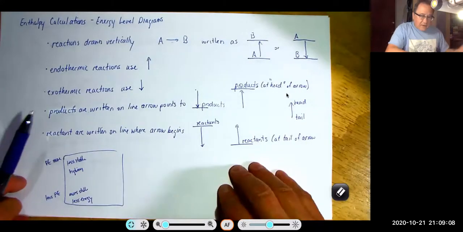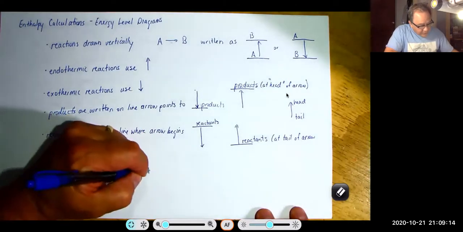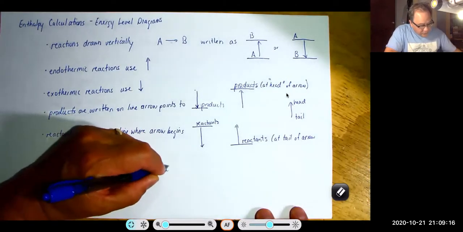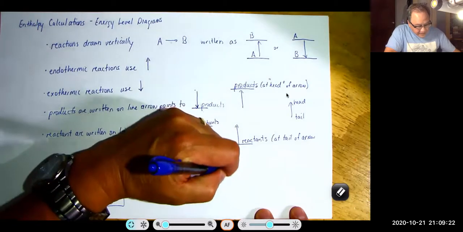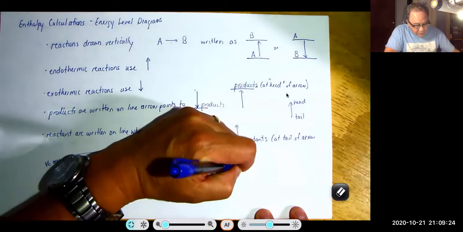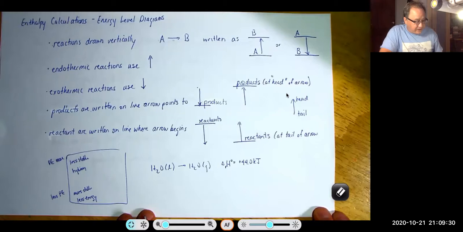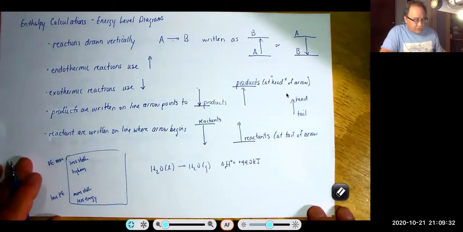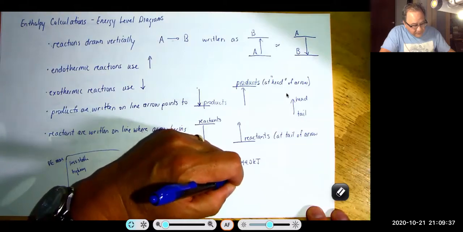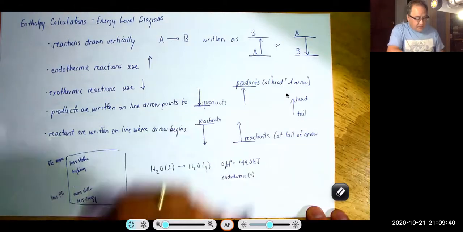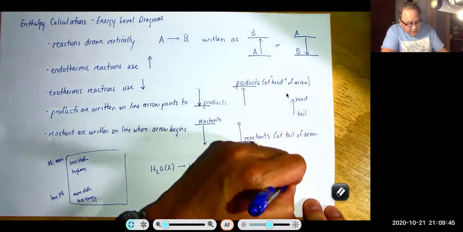So if I wanted to show you an energy level diagram for a simple reaction, before we had H2O liquid turns into H2O gas, and here the enthalpy of the reaction is equal to plus 44.0 kilojoules. How do we write an energy level diagram for this? So step by step, here's how we do it. This is endothermic. And I know it's endothermic because it's positive. So an endothermic reaction would have an arrow up. So here's my arrow up. There's my first step.